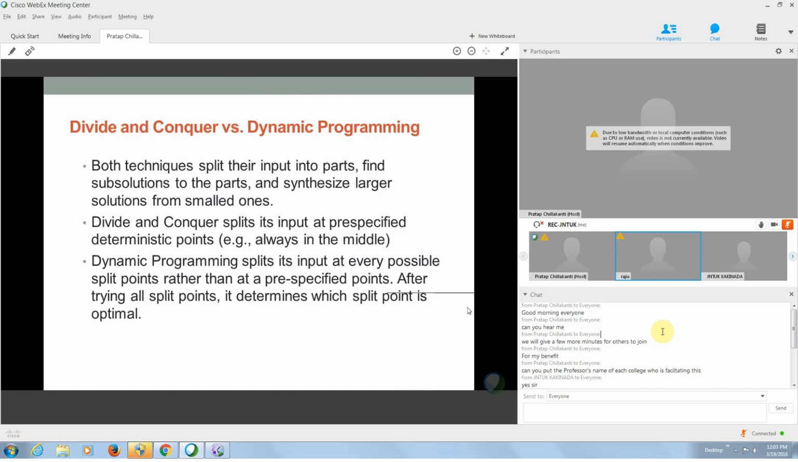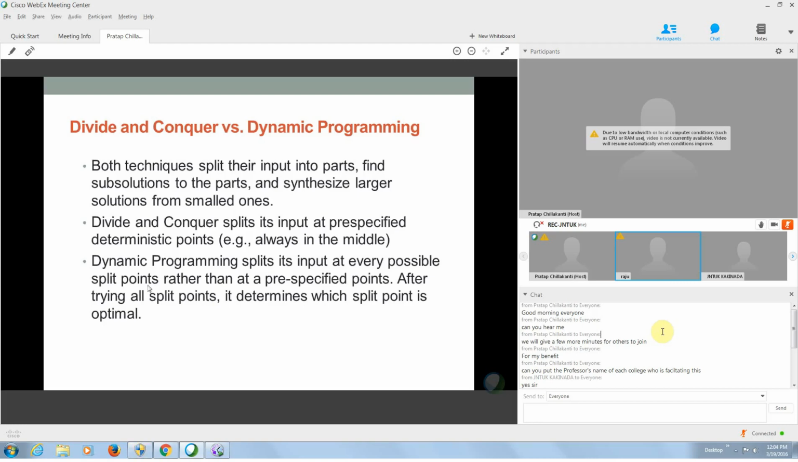Okay. So basically you're splitting the input, right? And then you synthesize the larger solution from the small ones. Now divide and conquer, when we did that, all the splitting is happening in the middle, depending on which problem it is, right? It may not always be in the middle, okay? But in general, that is where it is.